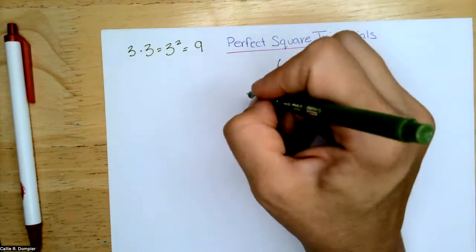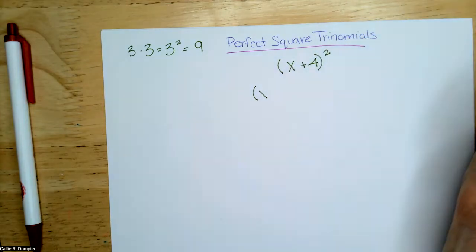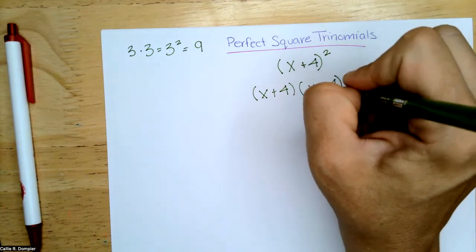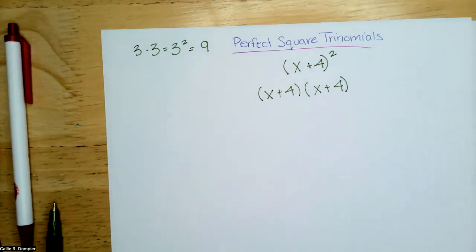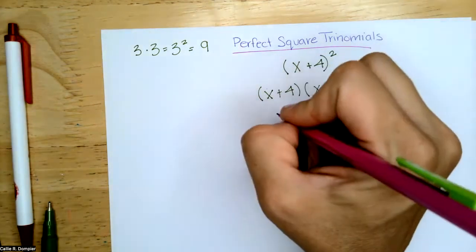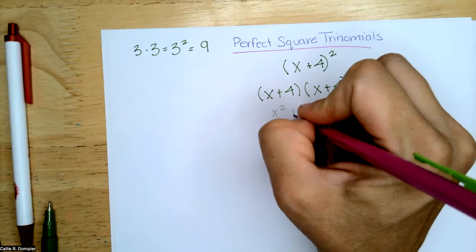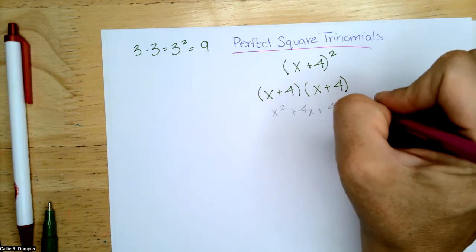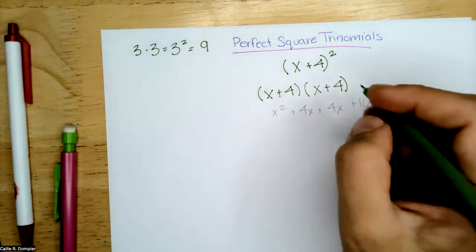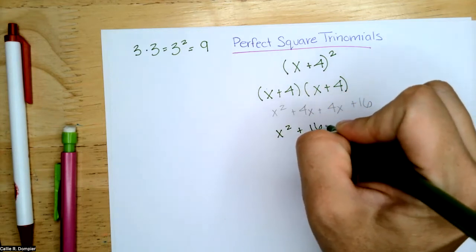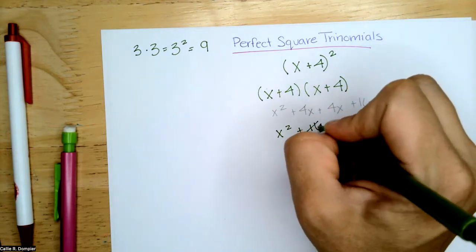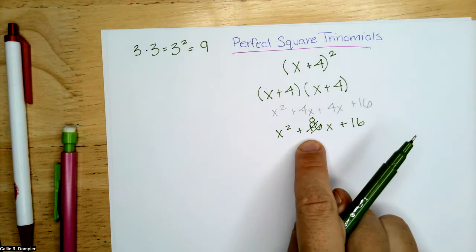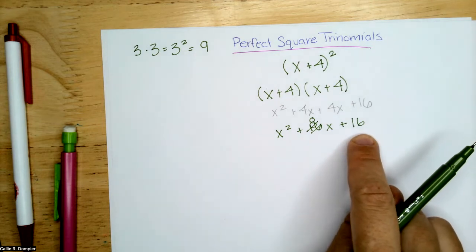So (x plus 4) squared is the same as (x plus 4) times (x plus 4). And when we multiply that out, when we FOIL it out, what we get is x times x is x squared. X times 4 is 4x. These two are also 4x. And then 4 times 4 is 16. If you combine the 4x and the 4x, you don't get 16x, you get 8x. So x squared plus 8x plus 16 is a perfect square trinomial.